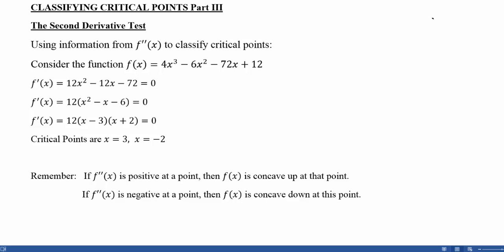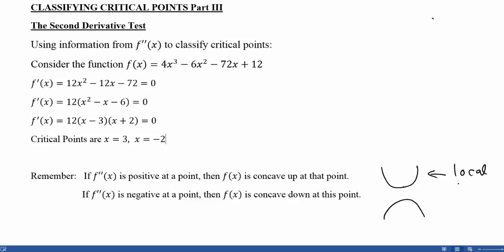So remember, if the second derivative is positive at a point, then f of x, the original function, is concave up at that point. And if the second derivative is negative at a point, then the original function is concave down at that point. So that's describing what the original function is doing. And we had tests using the original function that we can map directly to the second derivative. So if we plug a critical point into the second derivative and it's positive, that means that the original function was concave up and that critical point would need to be a minimum.